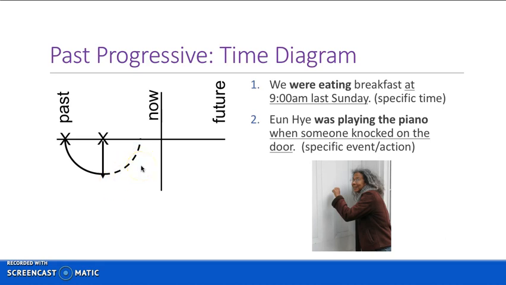Number 2. Unhe was playing the piano when someone knocked on the door. So this means that Unhe started playing the piano in the past. She was in the middle of playing and somebody knocked on the door. She may have continued playing the piano after that, or she may have stopped.